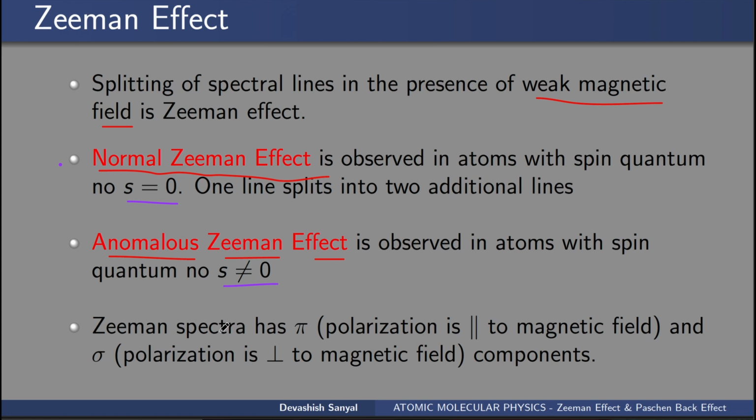The Zeeman spectra has components which are known as pi components and sigma components. For the pi component, the polarization, meaning the direction of the electric field, is parallel to the magnetic field. And for the sigma component, the polarization is perpendicular to the magnetic field.